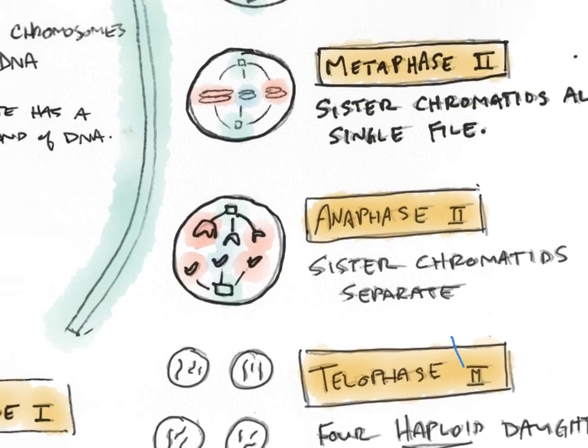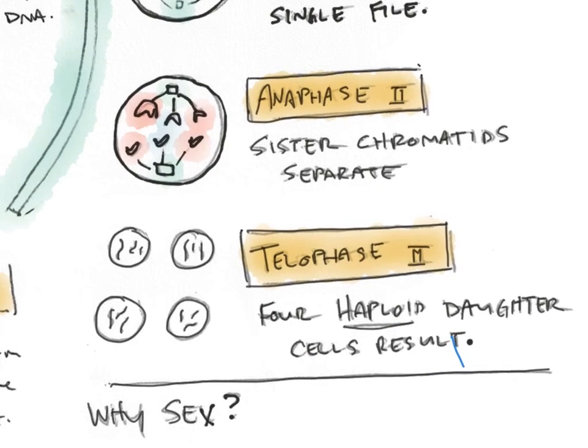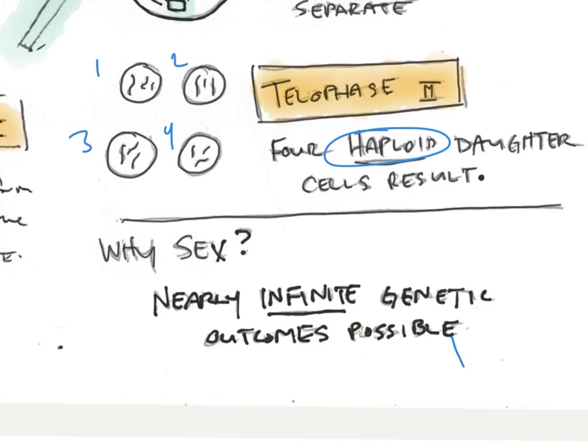Now, remember, this is happening twice because we've got 2 daughter cells that are going through the same process. In telophase 2, now we've got 4 daughter cells, 1, 2, 3, 4, that are all haploid in nature. They only have 1 chromosome from each of the pairs. And that means now that we need to fuse with other gametes. We need to fuse with an egg cell, or we need to fuse with a sperm cell to form that diploid cell.